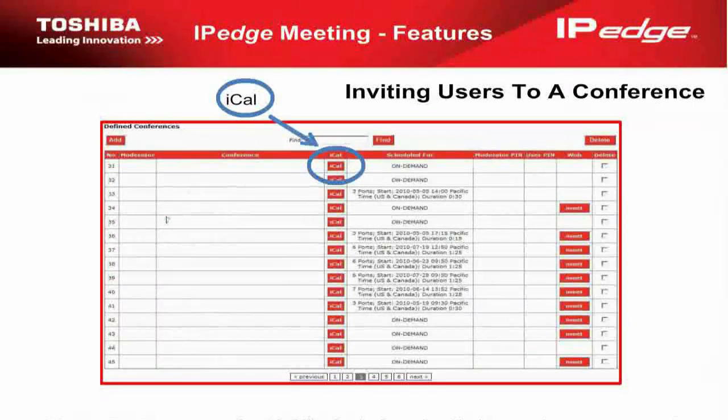The Audio and Web Conferencing application makes use of Microsoft's Outlook or other standards-based calendaring application for sending conference invitations. When you use the IPedge Meeting user interface in collaboration with Microsoft Outlook to invite users to your conference, iCal becomes populated with your conference details.